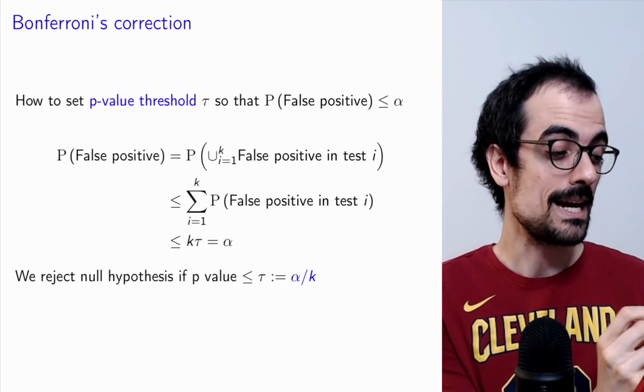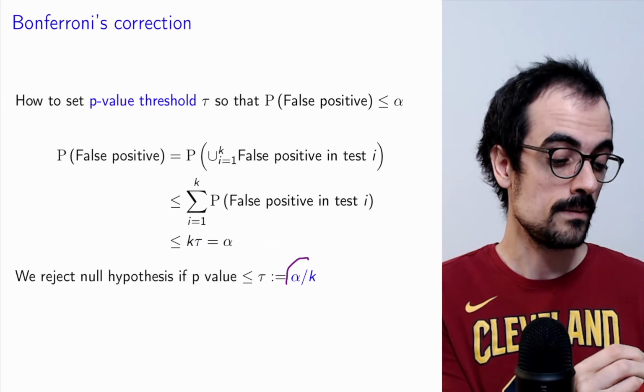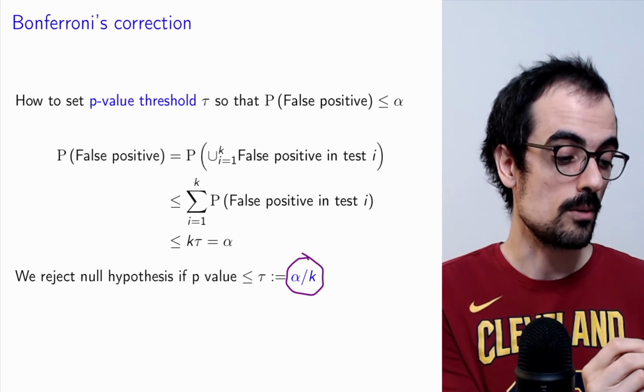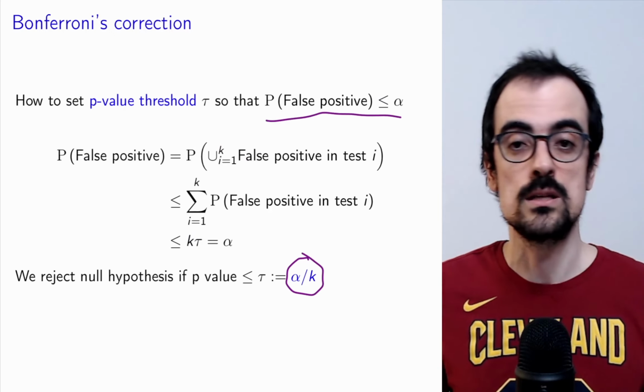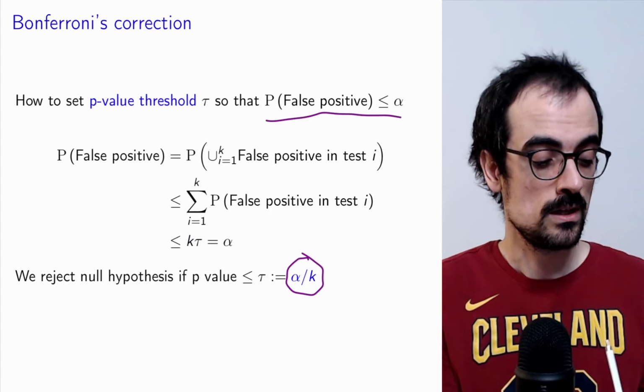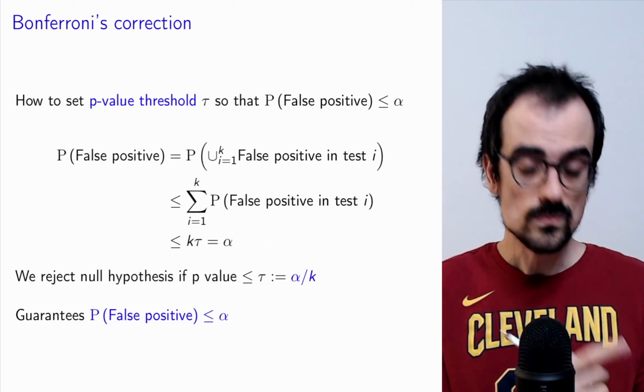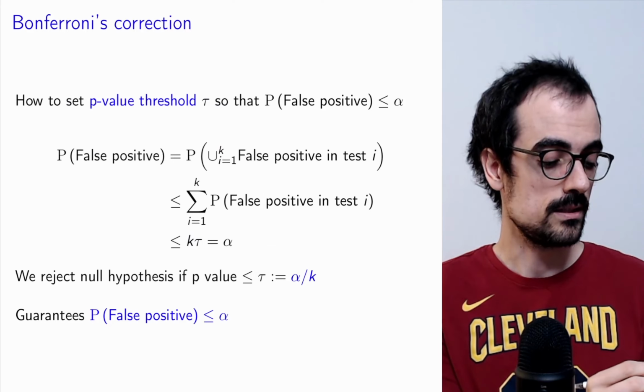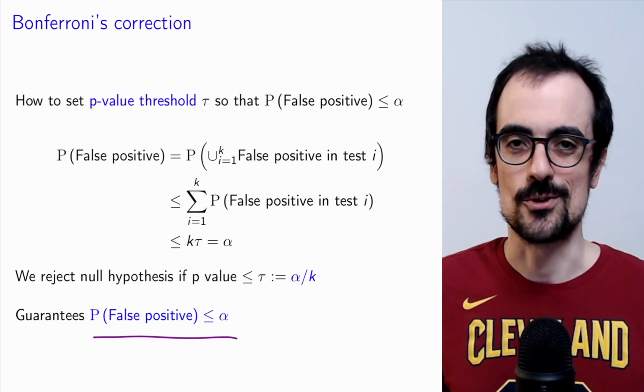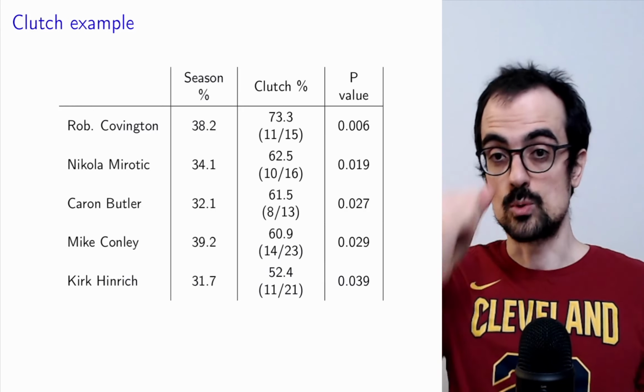If we apply this stricter threshold, then we will be guaranteed that the probability of a false positive is bounded by alpha. Let's apply this. Okay, that's the guarantee that is provided by Bonferroni's correction. Let's apply this to our example.